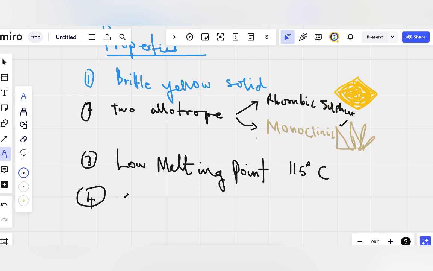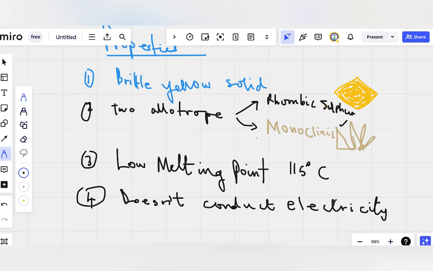Now let's go to another property of sulfur. Although it is a non-metal, it does not conduct electricity. Does it conduct electricity? It does not. It's a non-metal. Like every other non-metal, sulfur does not conduct electricity. You know, metals do conduct electricity. So it's a property of sulfur. Sulfur is not used as a conductor. If you're thinking of an element to use to build a circuit to conduct electricity, sulfur is not one of such elements. So it does not conduct electricity.